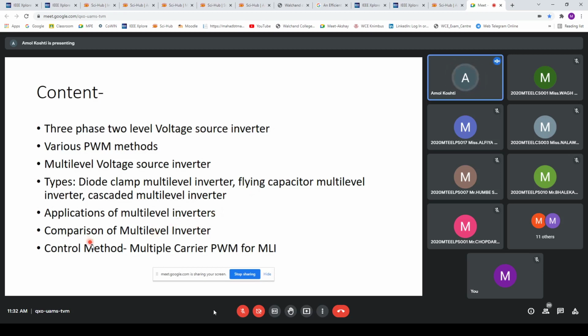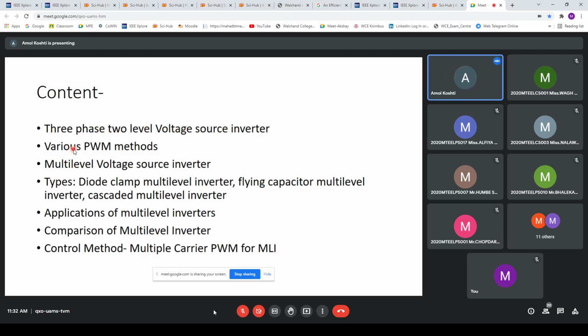And after this comparison, we see the control method. That control method is very important here, because only through the control method can we produce the controlled output, or the required output, as per our needs or as per the application. So this is the total content of this chapter. These are the points included in your syllabus, so we will see all these points. Today we will see only these basics, and we'll understand why multi-level.